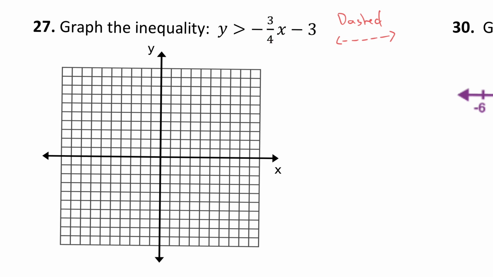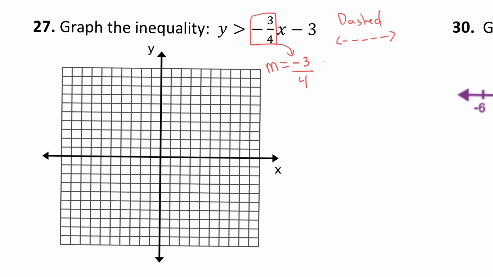So first, let me write down the slope. The slope of the line is the number with the x. You have a -3/4. Remember, if you have a negative next to the fraction, take it to the top. Just take the negative to the top and keep the bottom positive. So we have -3/4. That's the slope of the line.